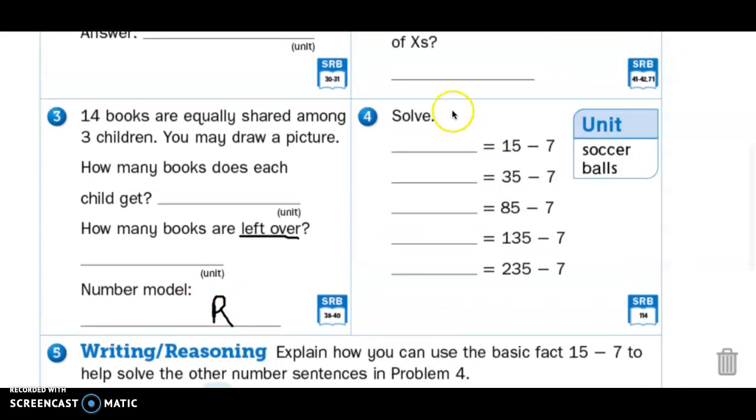Solve. Remember, this is like saying 15 minus 7 equals, 35 minus 7 equals, 85 minus 7 equals. It's just on the opposite side. Look at what you notice and look at what they end with.